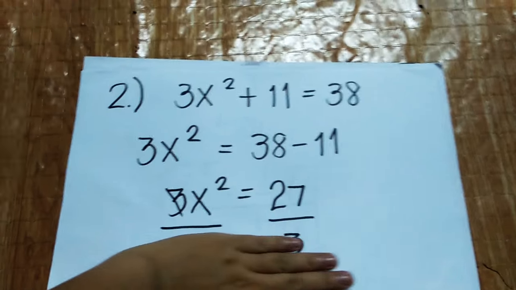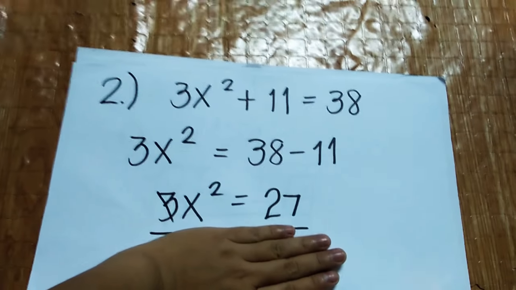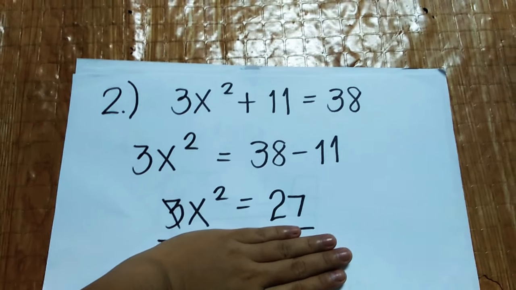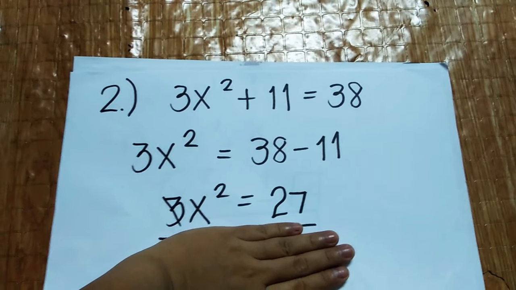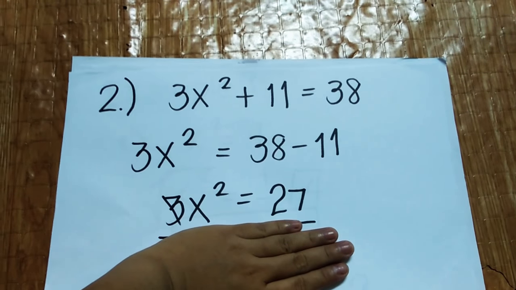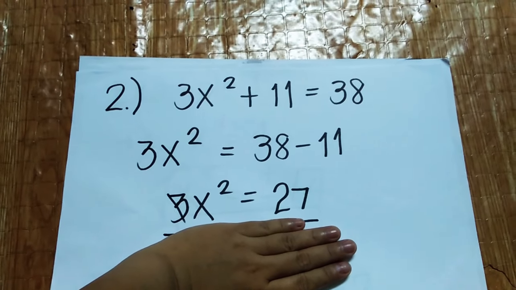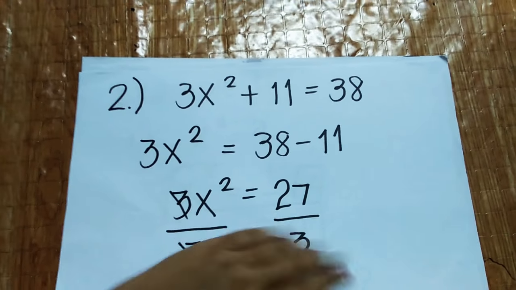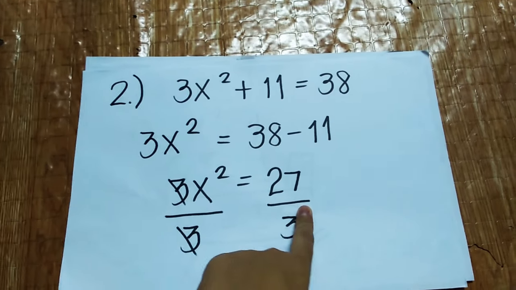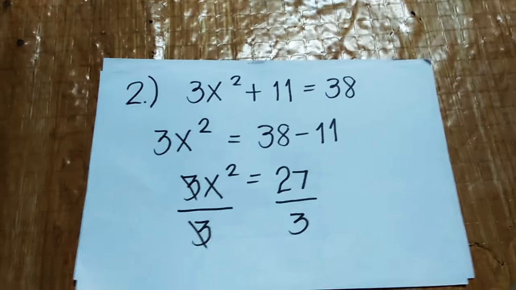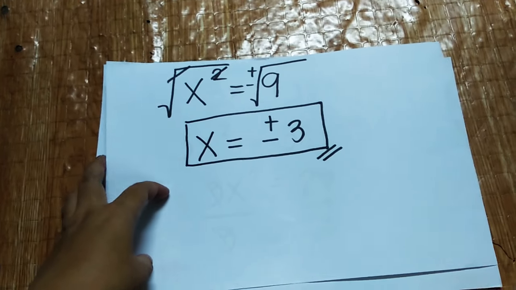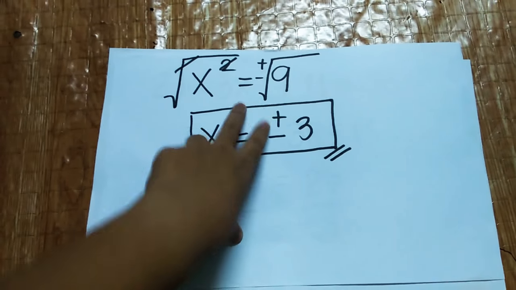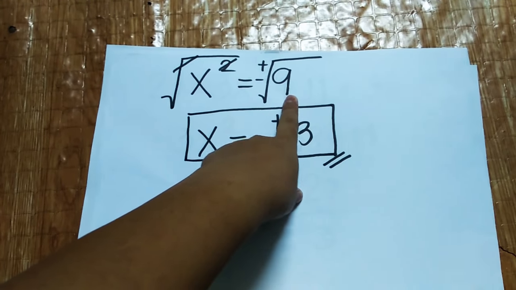Bakit nagkaroon tayo ng over 3 or divide by 3? Ang hinahanap natin is x. Tama? So, kailangan nating maalis yung katabi ni x squared na number. Ano ba yung katabi ni x squared na number? 3. So, we simply divide both side by 3. Okay, kaya nagkaroon tayo ng divide by 3, divide by 3. Then, simplify. So, 3 divided by 3 is 1. Or sa simple cancel, meron na lang tayong x squared na natira. Tapos, 27 divided by 3 is 9.